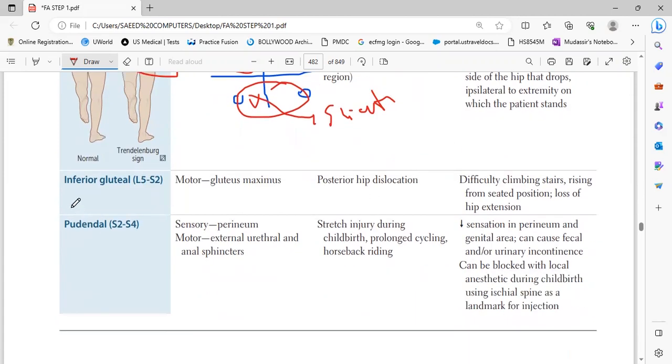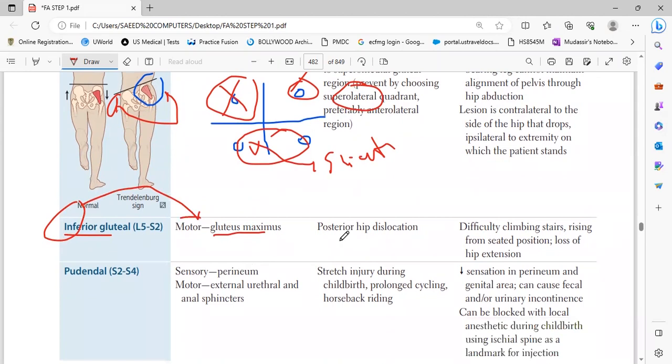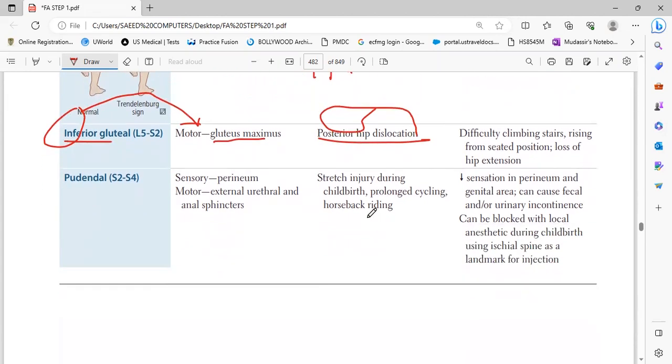Remember, the inferior gluteal nerve supplies the gluteus maximus. Sometimes we confuse them: the superior gluteal nerve is for the small muscles, and the inferior gluteal nerve is for the big muscle, the gluteus maximus. Again, it will be in the case of posterior hip dislocation. You will have difficulty climbing stairs, rising from a seated position, and loss of hip extension.